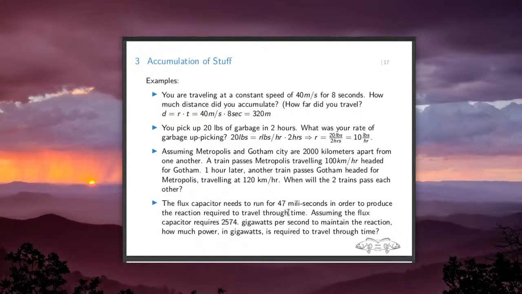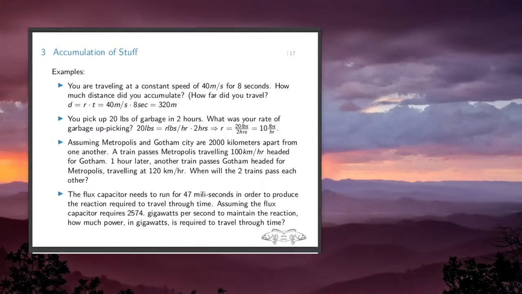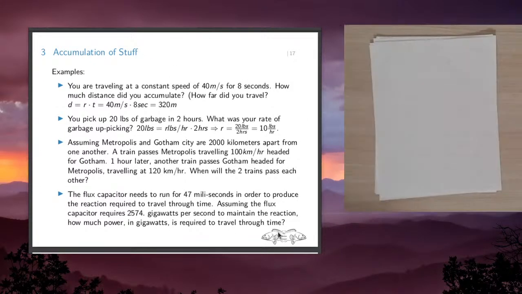So let's do some example problems. These are all pretty easy, I think. But let's just make a little room here. Put this guy over. So, suppose you're traveling at a constant speed of 40 meters per second for 8 seconds. How much distance did you accumulate? Or the better way of saying it is, how far did you go?